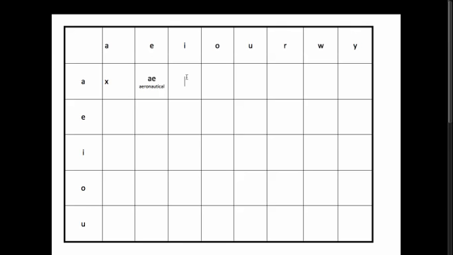The next combination is AI. Is that common or not common? It's common, right? A, as in rain. So we write AI in the next square of the grid, leaving some space for an example word.